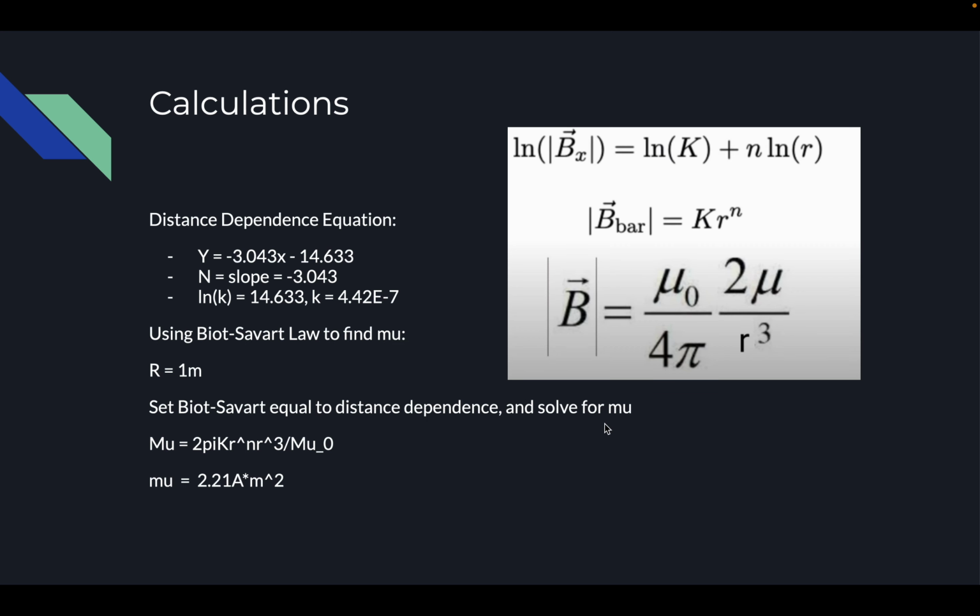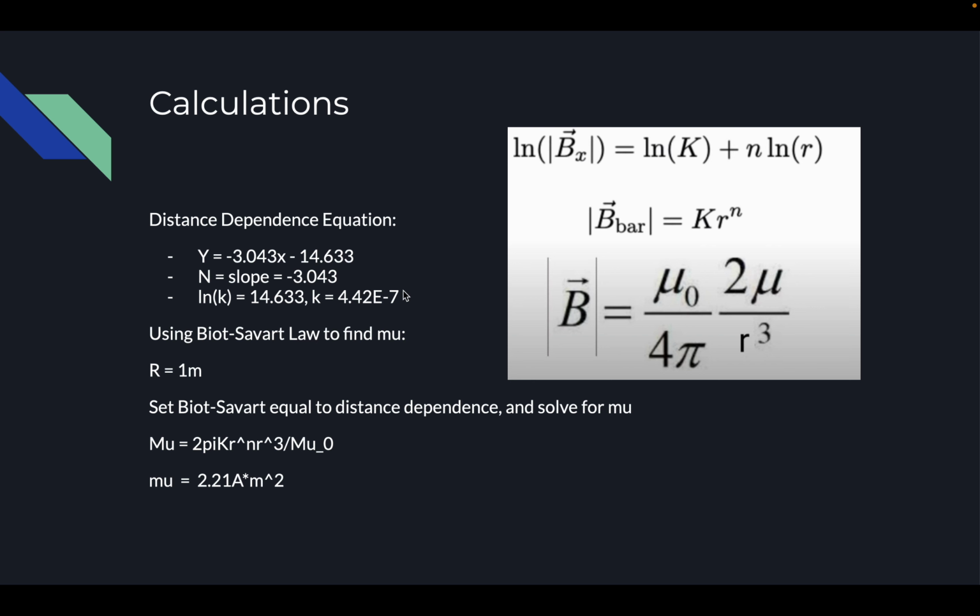These were the calculations I made. The distance dependence equations are given below. And then we know that n is the slope of this equation, so therefore it is minus 3.043. The ln of k came out to be 14.633, whereas k was 4.42 times 10 to the power negative 7.